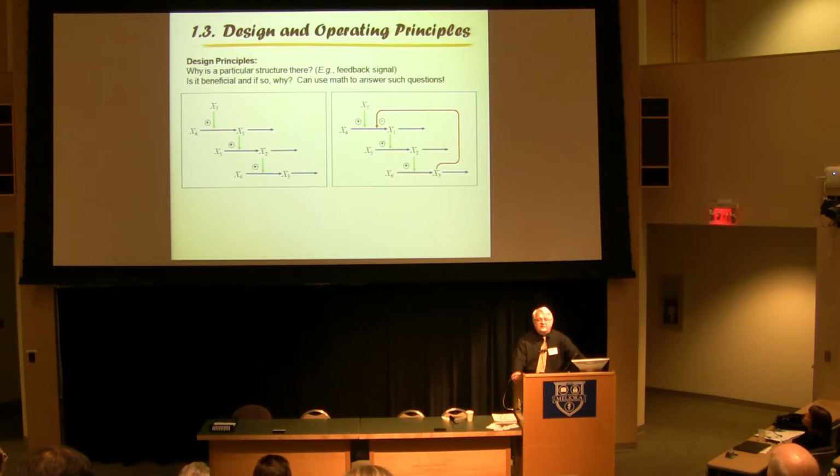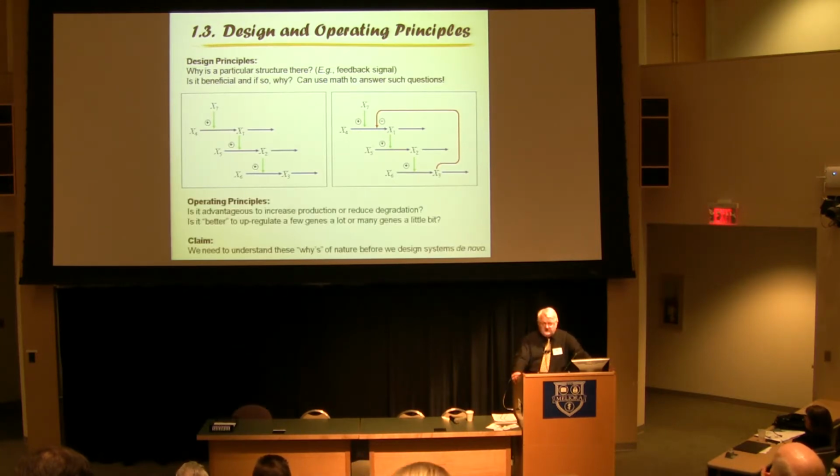Let's say you observe that this feedback is there, and you say, why is it there? Does it make the system better in some sense? So you can look at criteria of what it means for a system to be better than another system, and you can test these two systems against these criteria. You can do that with operating principles. So you can say, well, if I want to increase the production or the amount of something, I can increase the production or I can decrease the degradation. Is there a difference? Is one better than the other? Is it cheaper in some senses, more robust? Those types of questions are asked if you look at design and operating principles.